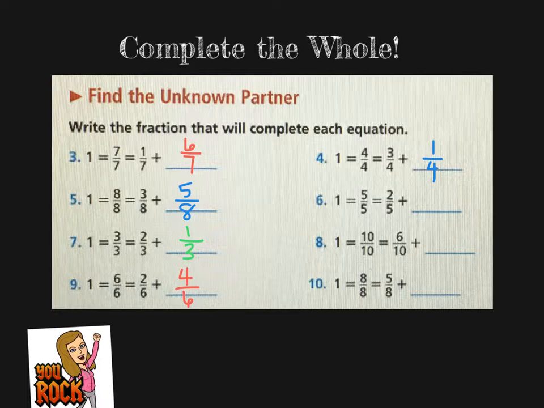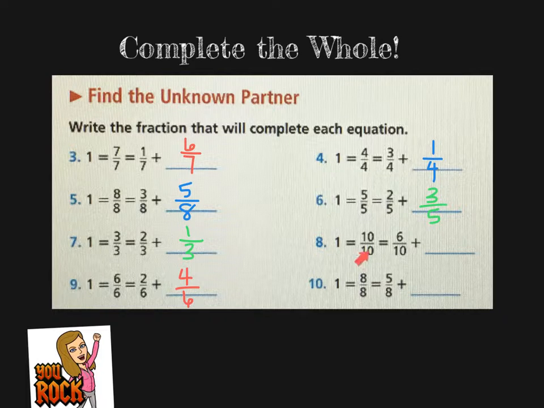Then let's say the chocolate bar was split into 5 equal pieces. 5/5 or 1 whole is equal to 2/5 plus, what's missing? 2 plus what equals 5? 2 plus 3. So 3/5 plus 2/5 is our missing whole fraction.